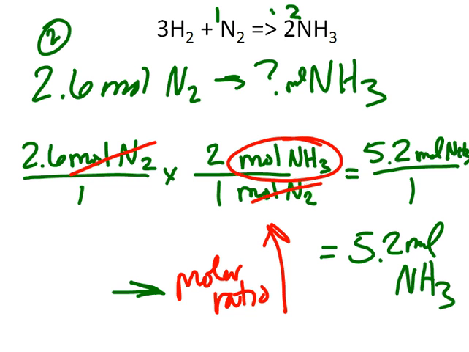Now, there could be times I'll ask you to give me a complete sentence and say, 2.6 moles of nitrogen gas will produce 5.2 moles of ammonia. But this is how you do it. Molar ratio problems are really easy. They're one-step dimensional analysis.